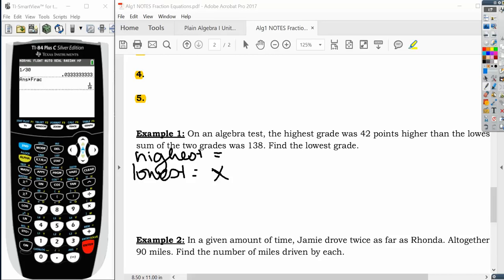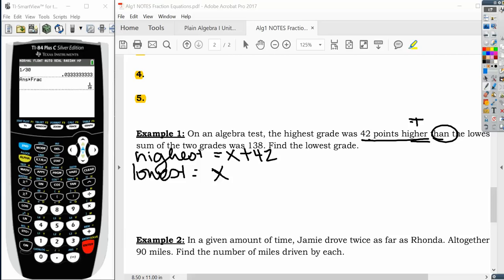So now how do I turn the highest grade into relationships with X? It says the highest grade was 42 points higher than the lowest grade. So higher than probably just means plus. And remember the word than switches it. So it's going to be X plus 42.